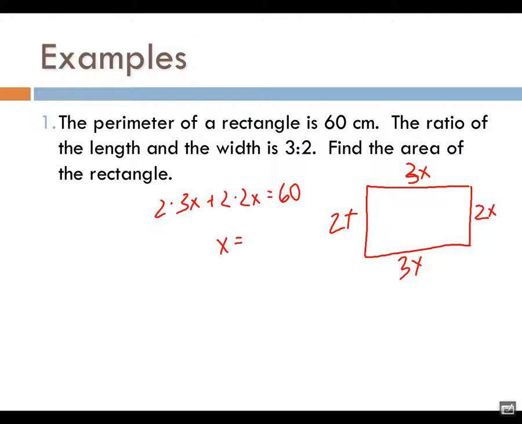What's x? 10? 6. 6. We have 2 answers? It's 6. No, it's 6. It's 6? Yeah. Are you sure? I'm positive. 2 times 3 is 6x. 2 times 2 is 4x. Yep, x would be equal to 6.